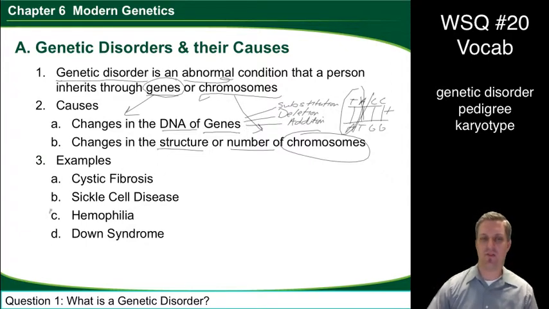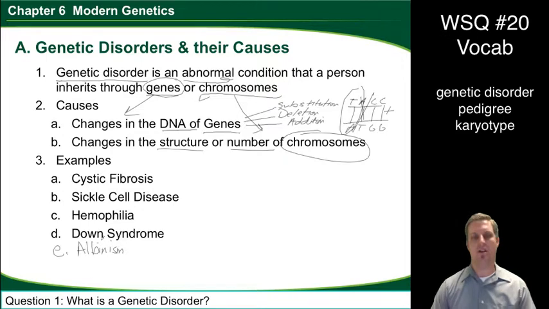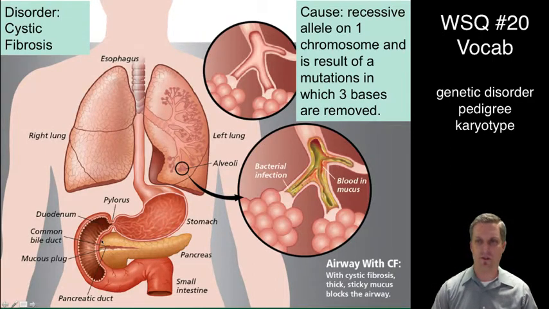Now, here are some examples. I've got actually five. Let me add one right here. Cystic fibrosis, sickle cell anemia or disease, hemophilia, Down syndrome, and albinism, which we're going to show. I want to just show you each of these and talk quickly about how they're different, how they're the same, and what causes them. So the first one we're going to talk about is cystic fibrosis.